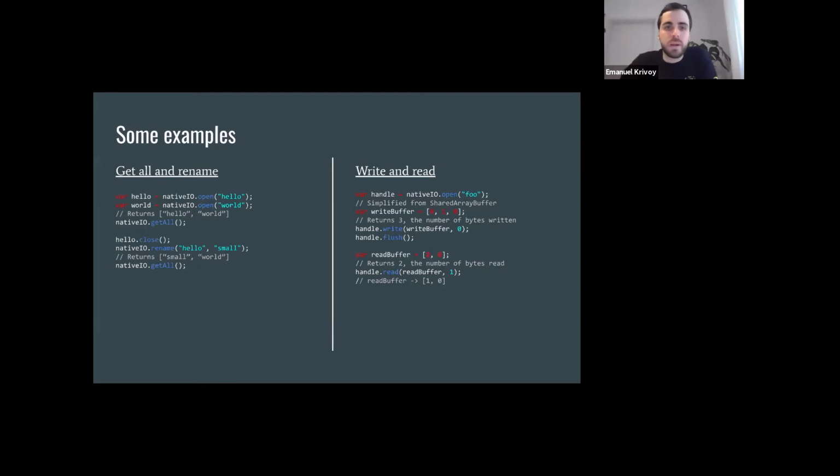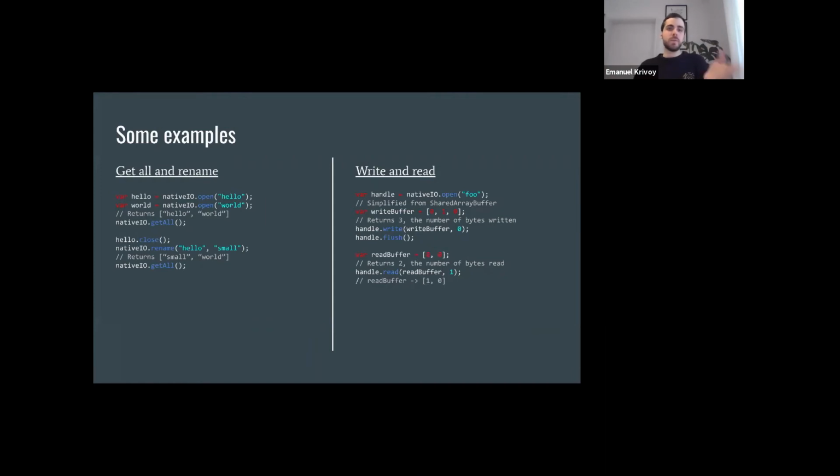Here on the right-hand side is an example of file operations, write and read. And I'll also quickly walk you through the flow of that code. So first we ask NativeIO to open file foo. Then we also create a buffer, in this case, one containing 3 bytes, 010. And then we ask the open file handle to write this buffer at position 0. Now, to make sure we don't lose our precious data, we also ask the handle to flush this information. And now we're sure it's going to be persisted. Now, to do the reverse, we also create a read buffer.